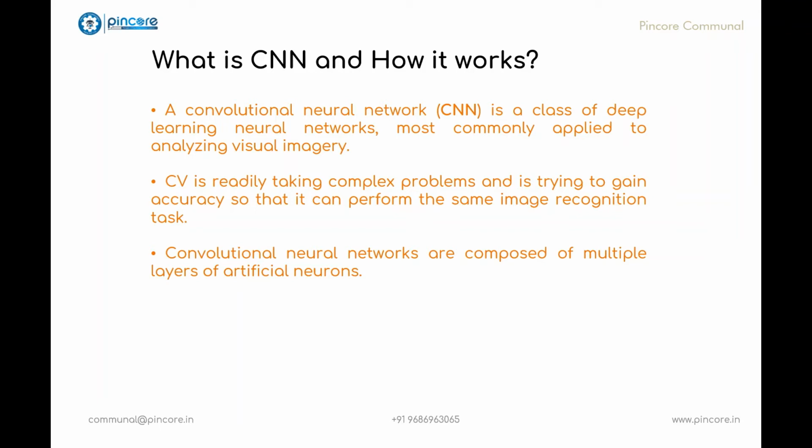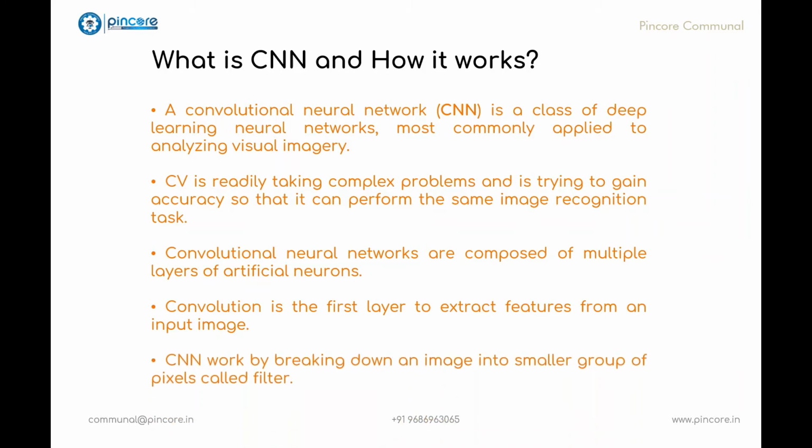CNNs are composed of multiple layers of artificial neurons. Convolution is the first layer to extract features from an input image. Convolution preserves the relationship between pixels by learning the image features using small squares of input data. CNNs work by breaking down an image into smaller groups of pixels called filters. Each filter is a matrix of pixels, and the network does a series of calculations on these pixels and then compares them against the pixels in a specific pattern the network is looking for.